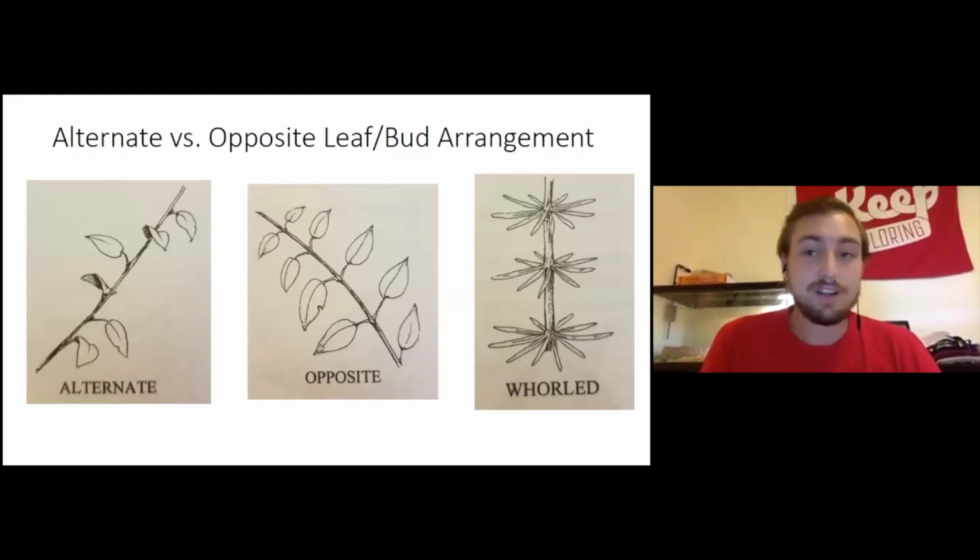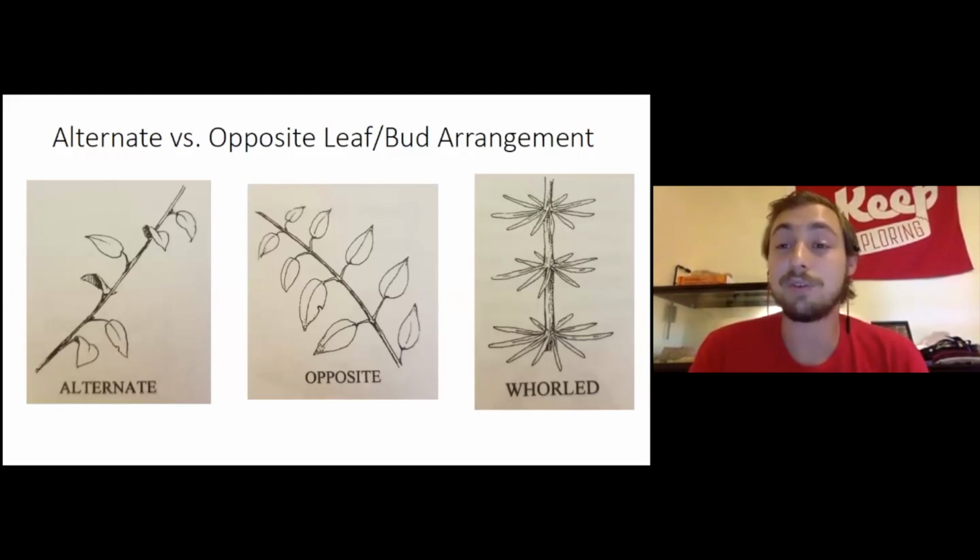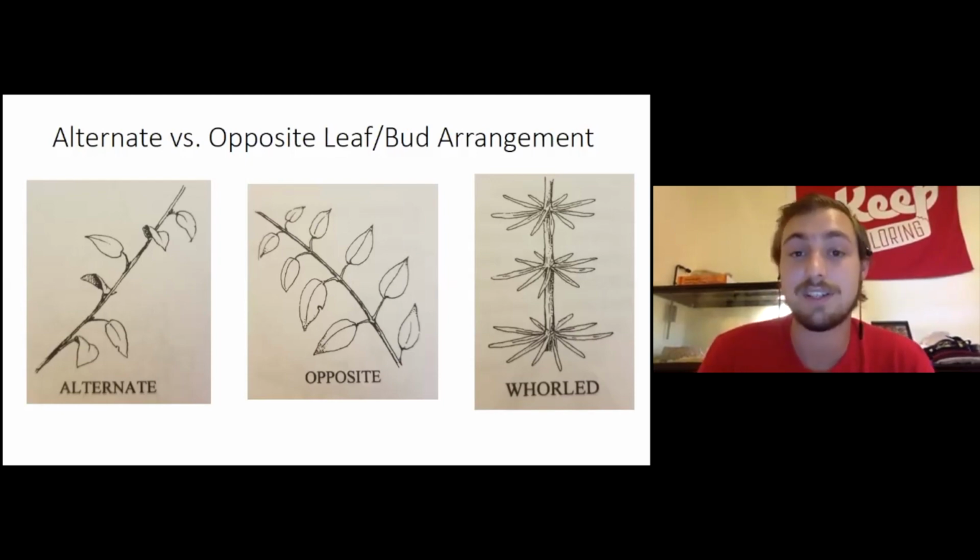Even though we are going to be using a more complicated key, I always want to reiterate the importance of looking at alternate versus opposite arrangement. Even in the complicated key, this is still one of the first characteristics that you look at when identifying a plant. So in Flora of Virginia, it is, I think, only the fifth decision that you make, determining whether it's alternate or opposite. So again, a very important characteristic in plants is the arrangement of the leaves.